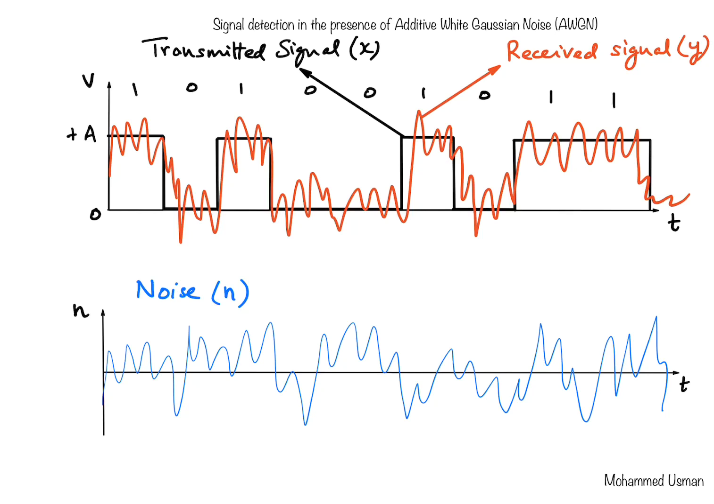The next topic that we are going to discuss is the detection of a signal in the presence of additive white Gaussian noise. Now, what do we mean by additive white Gaussian noise? We'll discuss that shortly. But let us first look at what happens when we transmit a signal which has been represented by some kind of a line code.